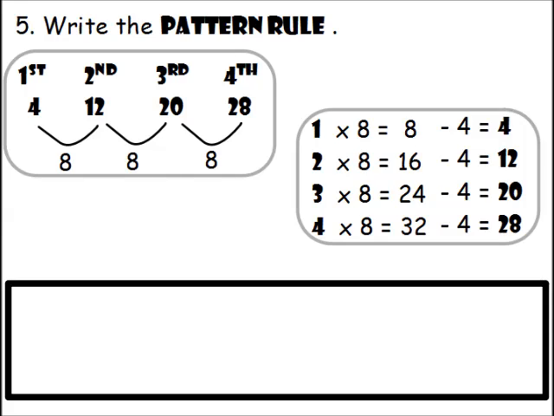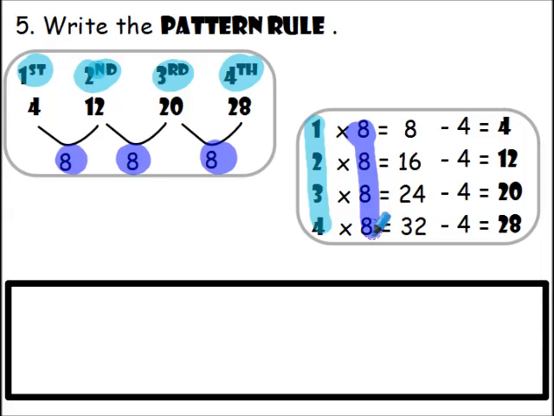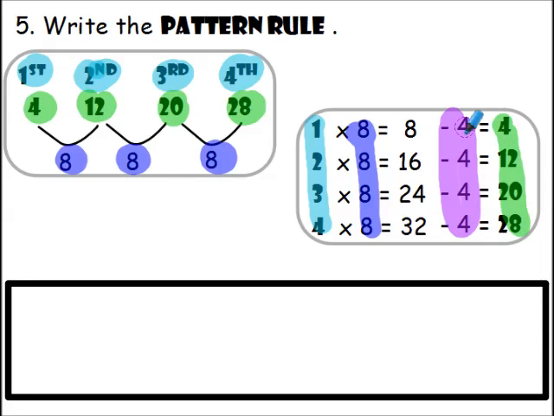And now we can finally solve the puzzle. We're going to create a pattern rule that would help us to get any term. So we could get the 100th term if we wanted to, and we wouldn't have to list out every single number. So let's make our rule. We started with the term number, and we multiplied it by the constant difference of 8. And then we determined we were not where we needed to be. And what did we actually have to do to get there? We had to subtract 4.